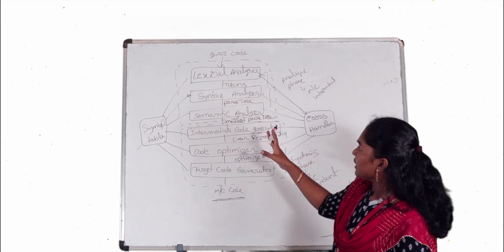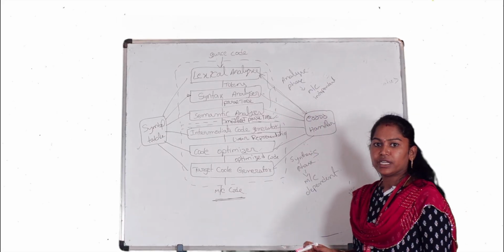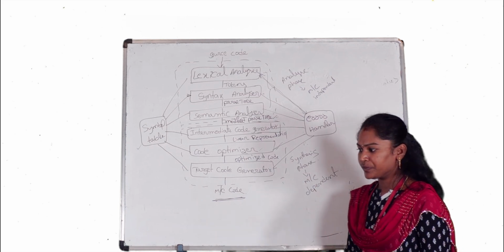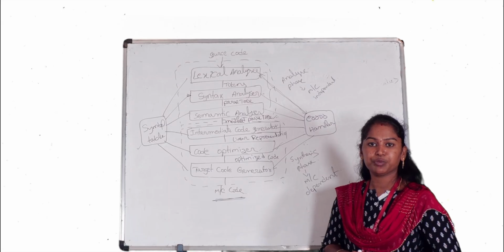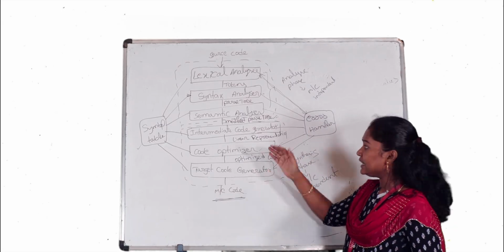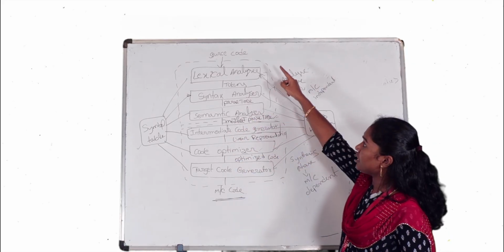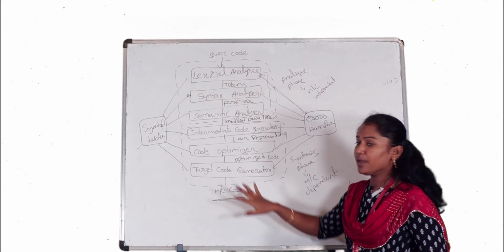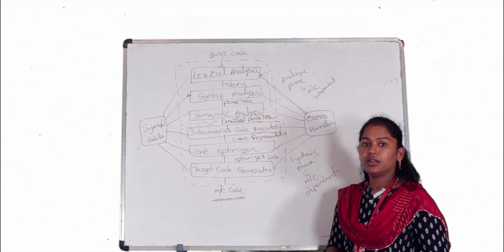Each and every analyzer is important to convert the high level language into the low level language. While we are compiling a program, it may be a C program or a program in some other language, the compiler internally performs these 6 phases, and only then does it convert the high level language into the low level language. That is, it converts the source code we give into machine understandable language. That is the main goal of the compiler.